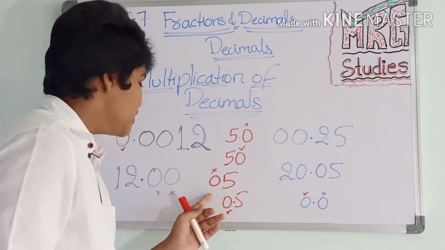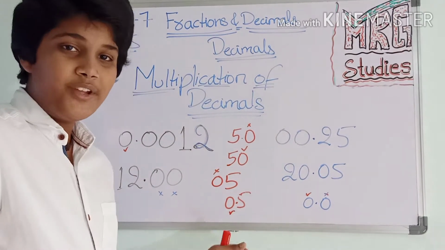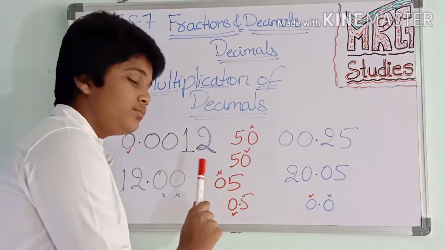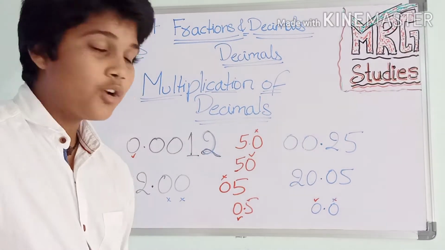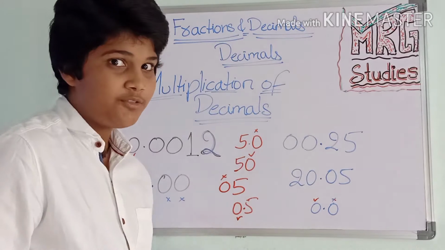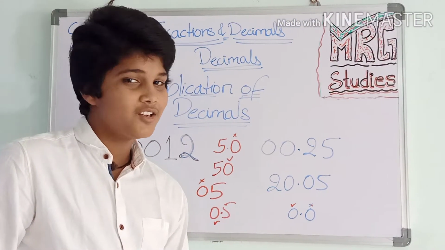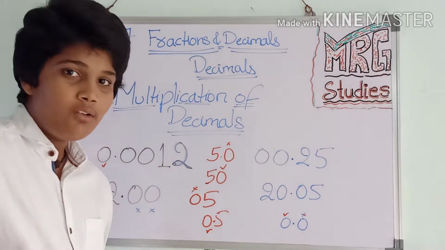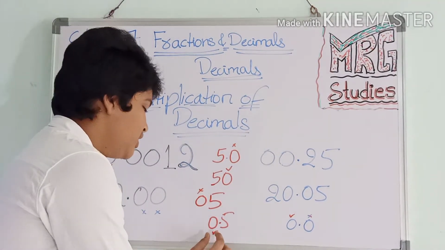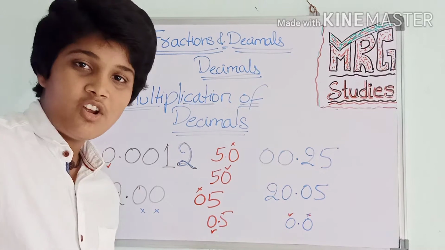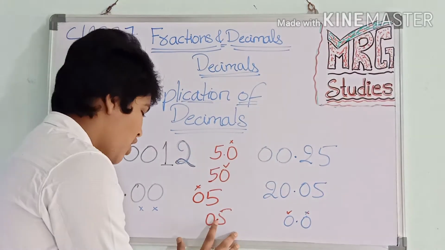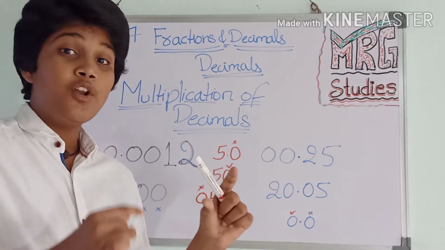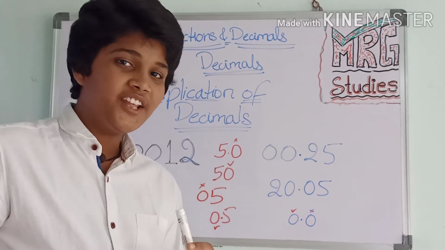And see here, in 05 the 0 doesn't have value because here there is no decimal point. We will call it only 5. We will call 05? No, we will call 5. So that's why this 0 doesn't have value. And here, see 0.5. Here 0 has value because the point is there and this 0 is indicating that point. We are calling 0.5. So that 0 is indicating that point.